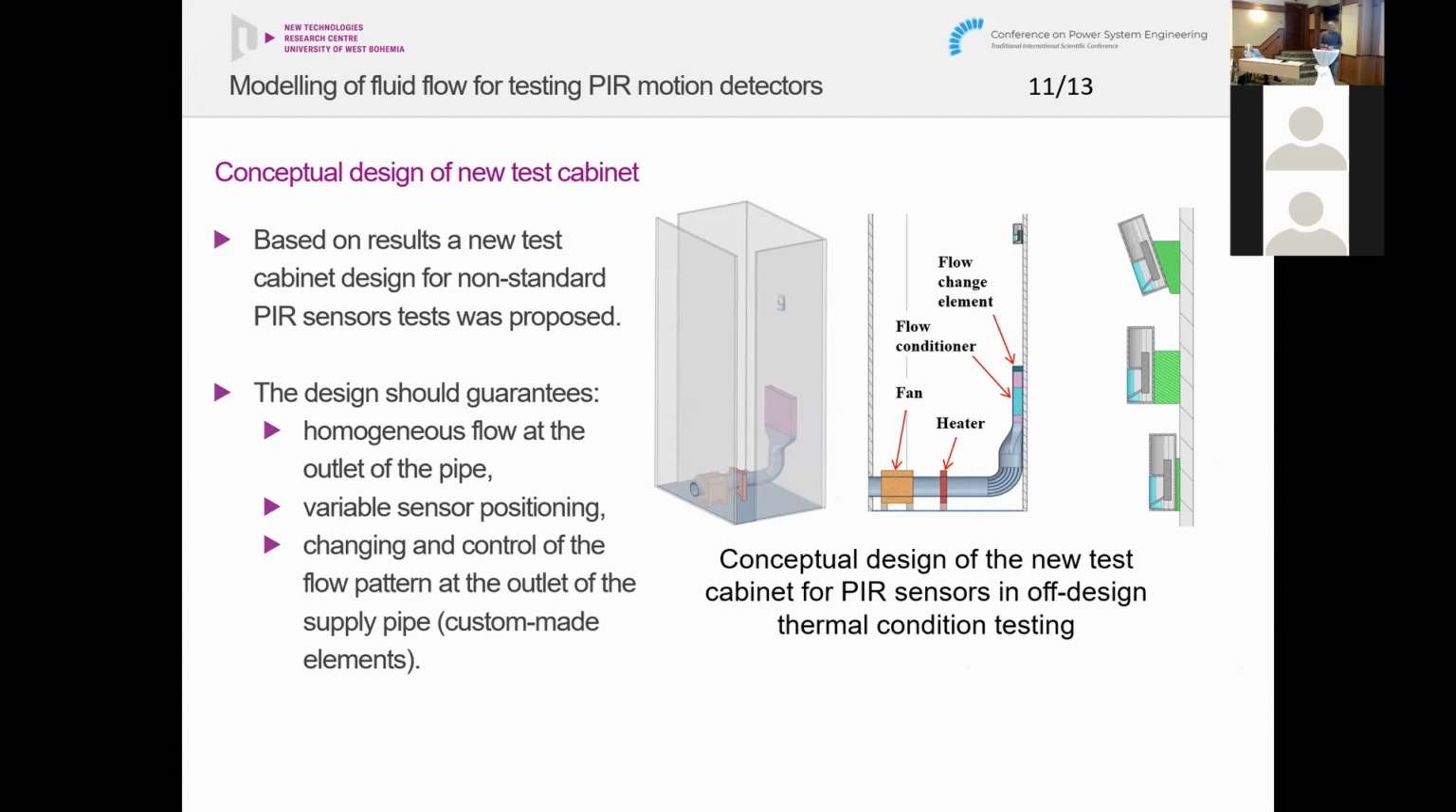Based on the results, a new test cabinet design was proposed. You can see here the new design of the cabinet. The design should guarantee homogeneous flow at the outlet of the pipe here, a variable sensor positioning in this part, and changing and control of the flow pattern at the outlet of the supply pipe with custom-made elements placed here in the outlet from the pipe behind the heater and fan.